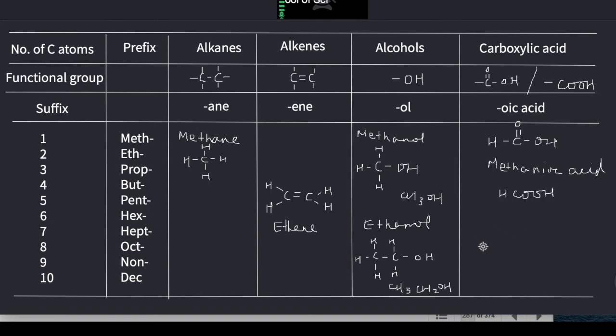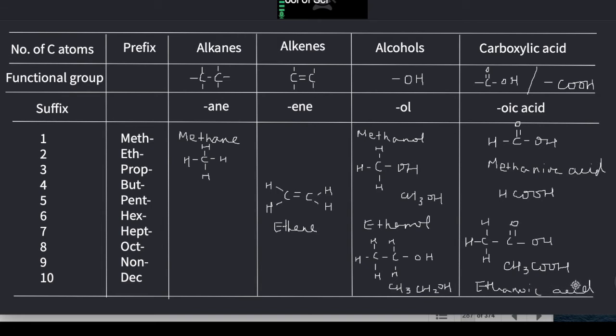And if you have two carbons, 1, 2, the second one will be this functional group COOH, and here will be bonded with hydrogen. So that will be CH3COOH. So what do we call it? We call it ethanoic acid.